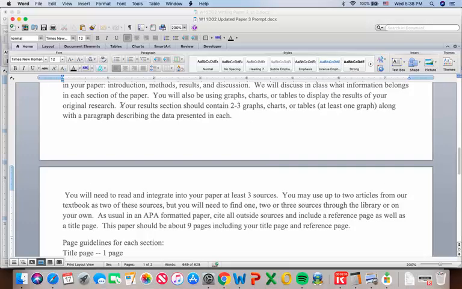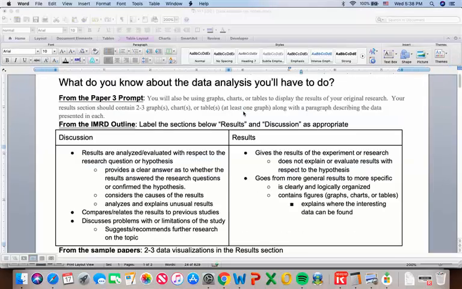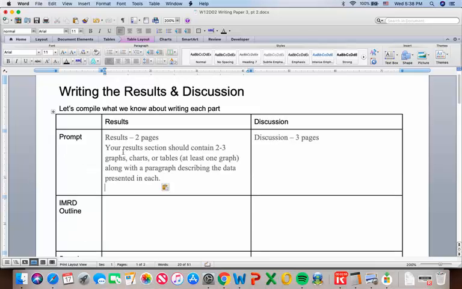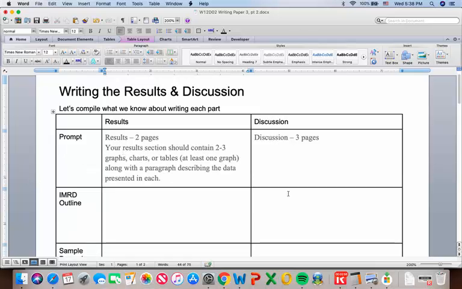The important information is that the results section should contain 2 to 3 graphs, charts, or tables, at least 1 graph, along with a paragraph describing the data represented in each. So that's 1 paragraph for each graph. I'm going to copy that, and then we're going to go over to our table in this document so that it's there. We don't really learn much about the discussion, so that's why we're doing this process. We're getting a chance to see what steps we need to take.